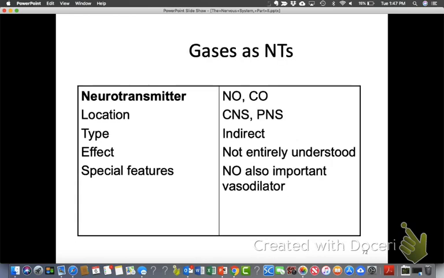Some gases are neurotransmitters. This is nitric oxide and carbon monoxide. We know that they are working in both the CNS and the PNS, even though we don't entirely understand them. We know that nitric oxide is an important vasodilator. This is the way nitroglycerin tablets work to open coronary circulation in people with chest pains associated with their hearts. It's also the way Viagra works.